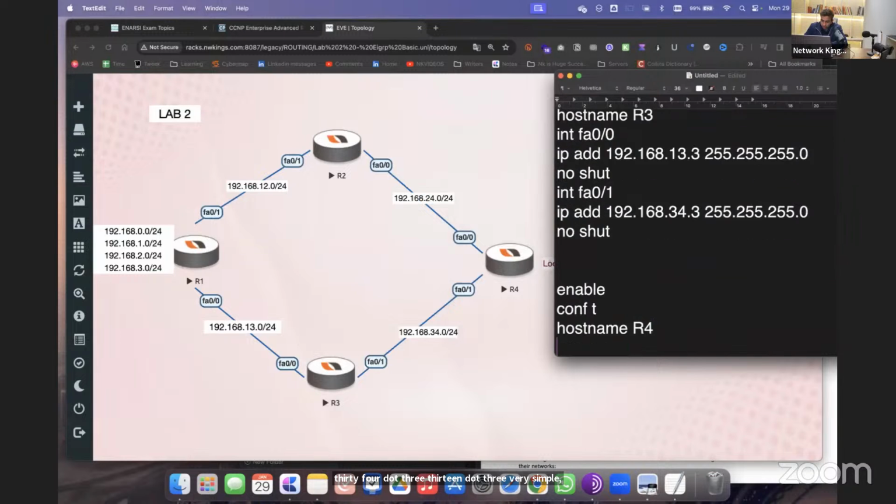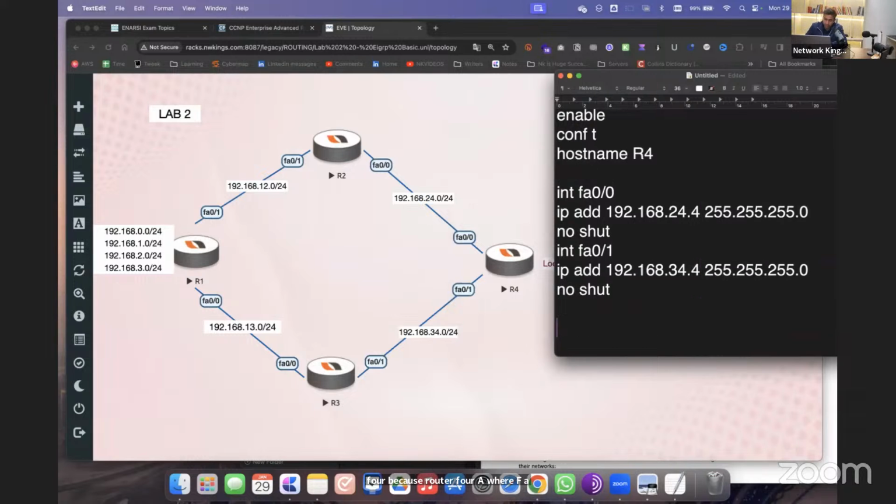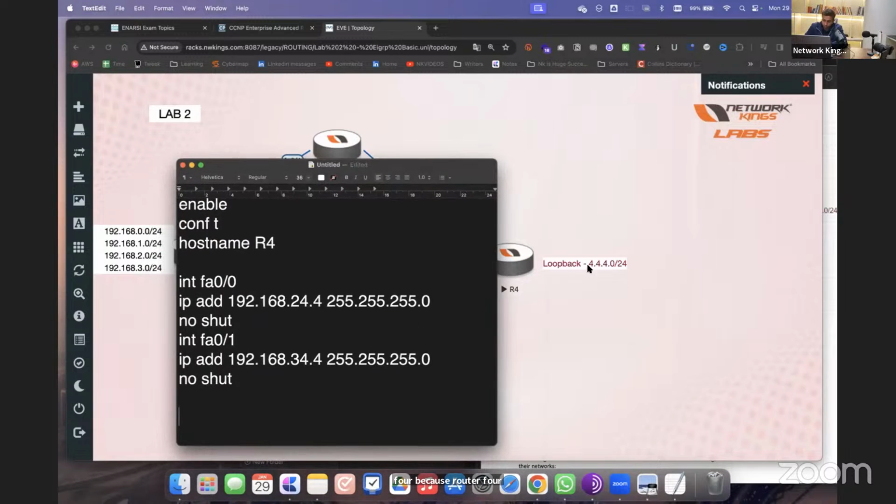Again, let's go with router 4. On router 4, FH00 is 24.4 because it is router 4, and FH01 is 34.4. Very simple. And we have one loopback here, 4.4.4. So interface loopback 0, IP address 4.4.4. You can give /4 also, /1 also, whatever, but I'm using /24.